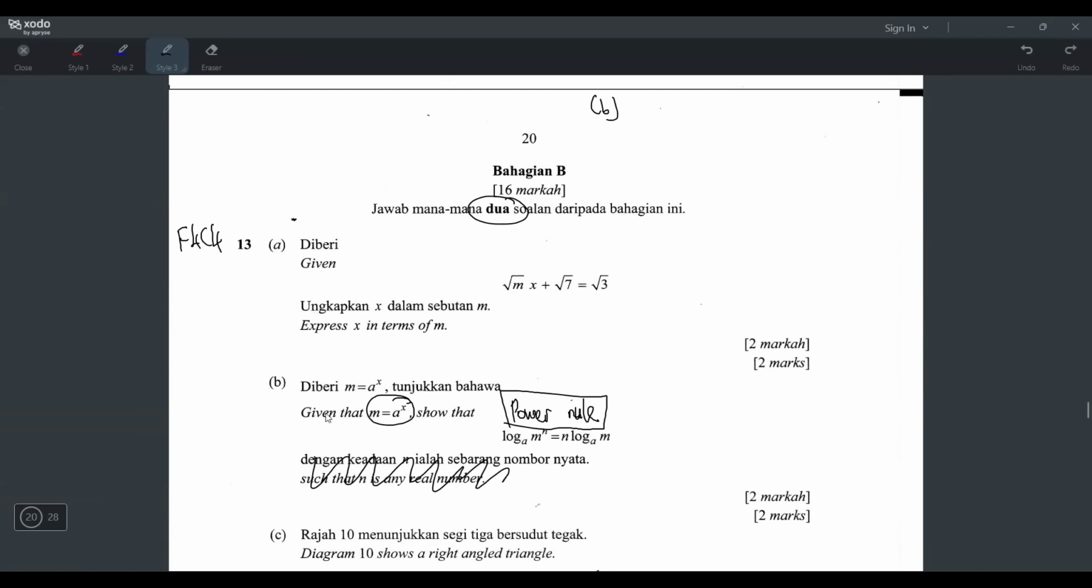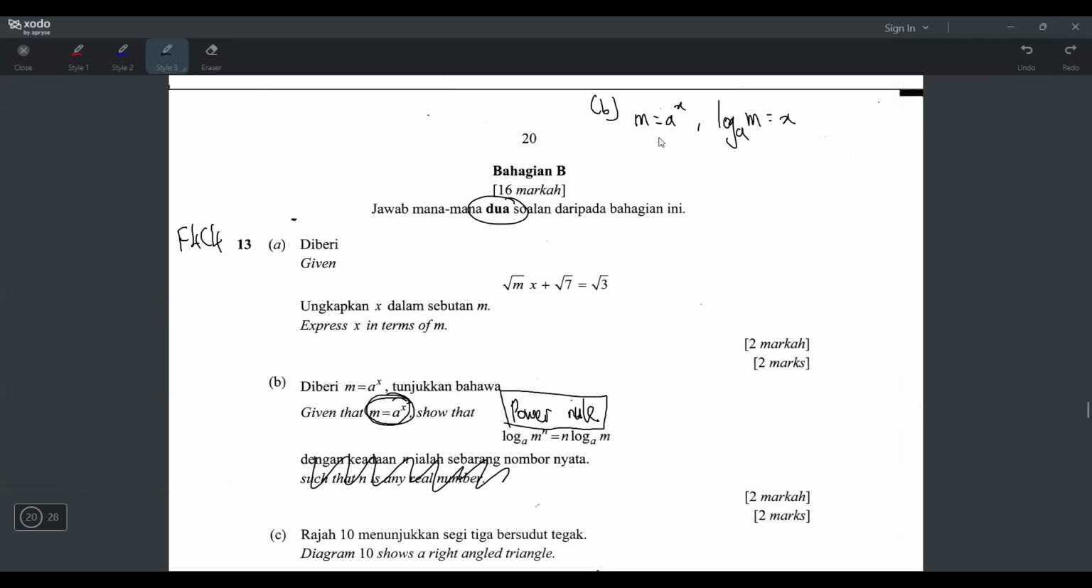First step, they already give you this, that means you have to start from this. So I'm going to write m equals a power x, and what I'm going to do is change this to logarithmic form, because now it's in index form. Index form means there is no log, just power. To change to log form, you can very easily move the base to the other side to become log base a. So it becomes log base a of m equals x. There is a reason I do this, because later you have to use this to substitute inside. Later you'll know.